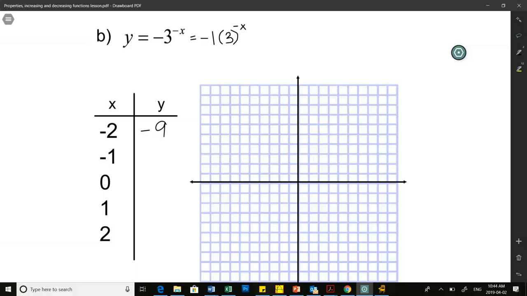Joey? Do I have to put the negative 1 bracket 3? You don't, no. Your calculator should know that it only applies to the 3. Did you have a question? Yeah, it was just about how come you put the negative 1 in front?